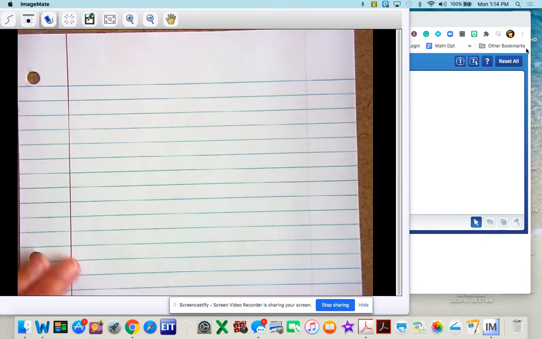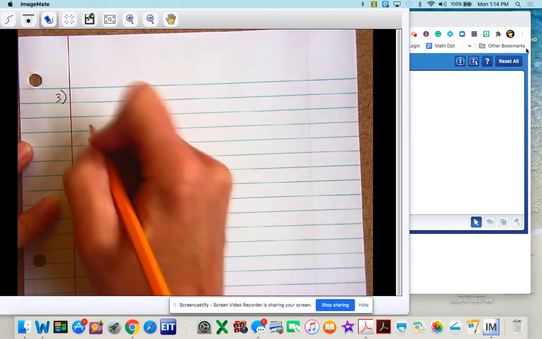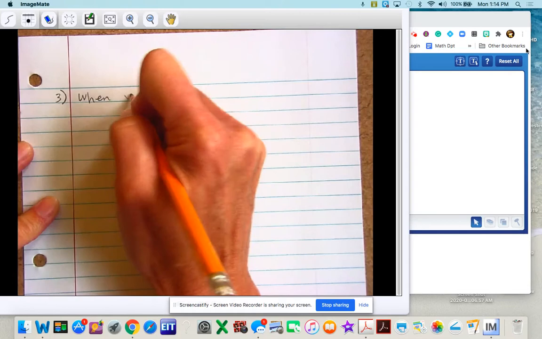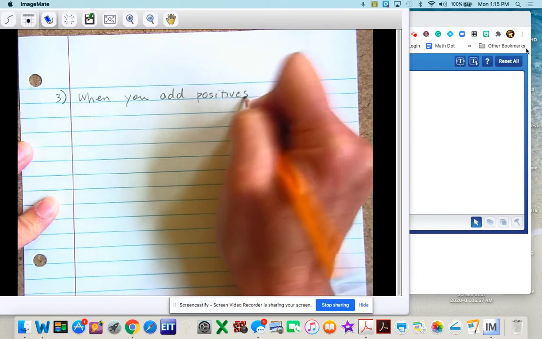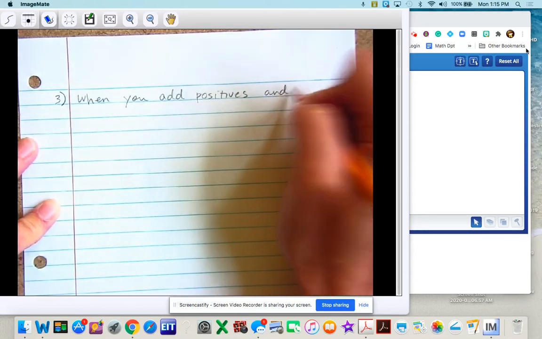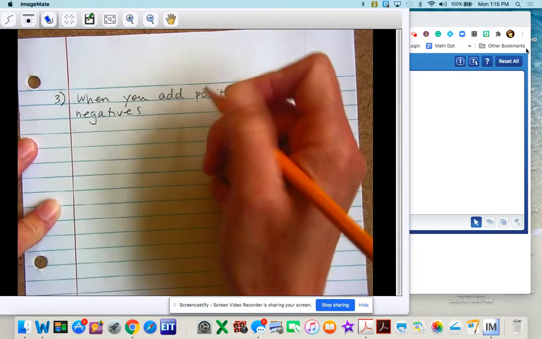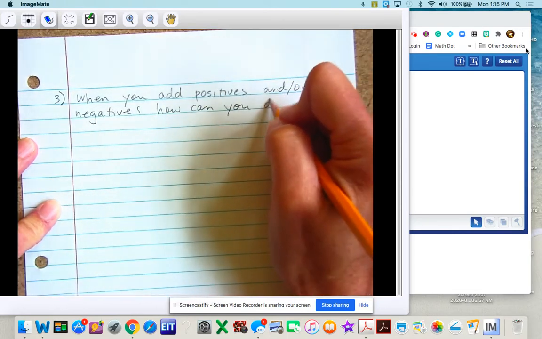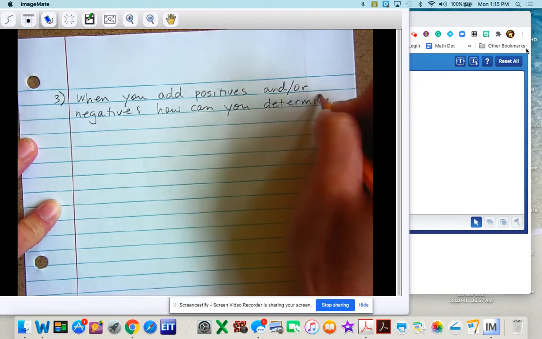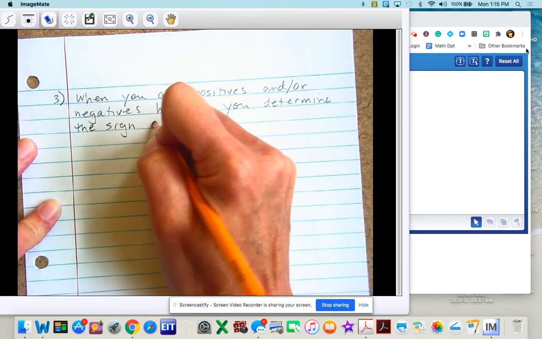How about the third big idea? Third big idea: when you add positives and or negatives, how can you determine the sign of the answer?